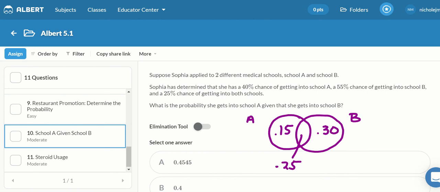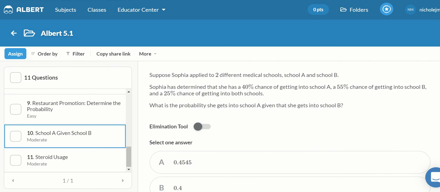What's the probability she gets into A? So the probability of A given that she gets into B. The numerator is going to be A and B together, and then the denominator is just B. But remember, just B is 0.55. So I hope that helps you out. Let's delete that and let's take a look at our last example.